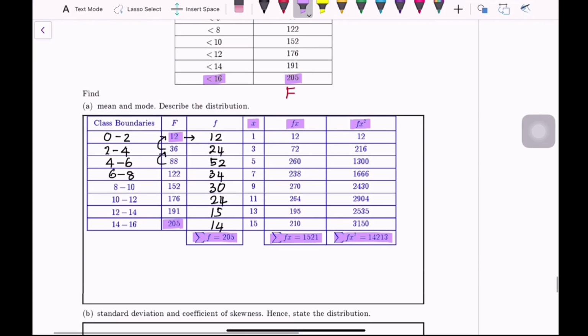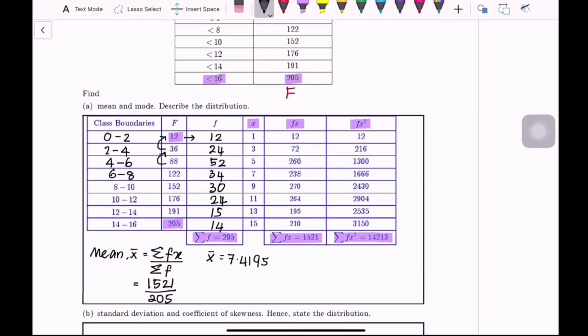To determine the mean, it is equal to the sum of fx over the sum of f. The sum of fx is 1521 over the sum of f, which is 205. So the mean is equal to 7.4195.